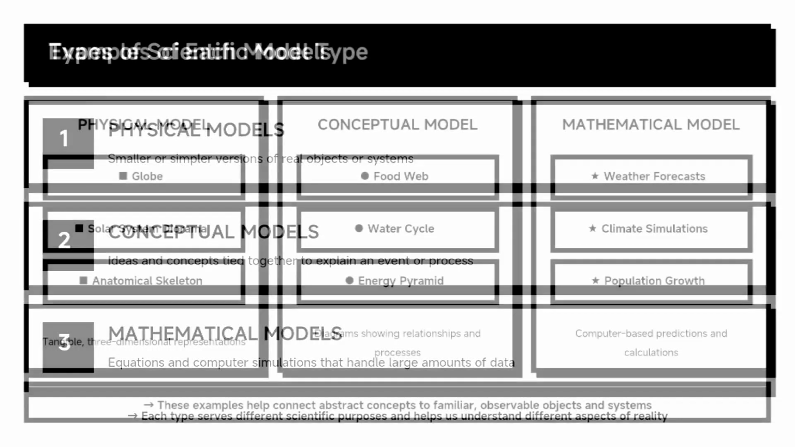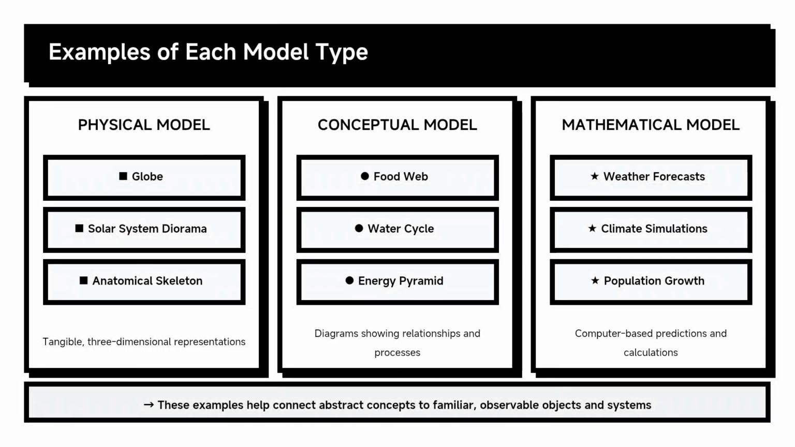Here are some examples. For physical models, we have a globe, a solar system diorama, and an anatomical skeleton. For conceptual models, examples include the food web, water cycle, and energy pyramid. For mathematical models, we have weather forecasts and climate change simulations.